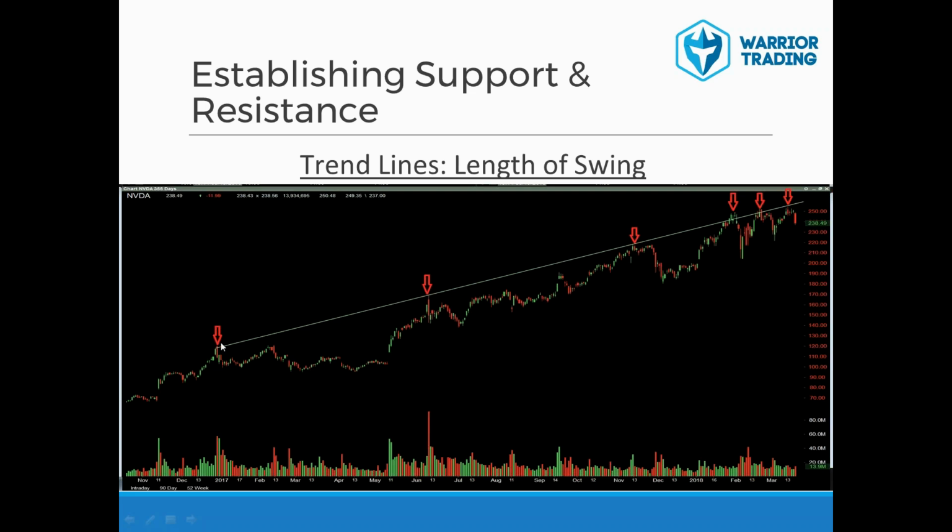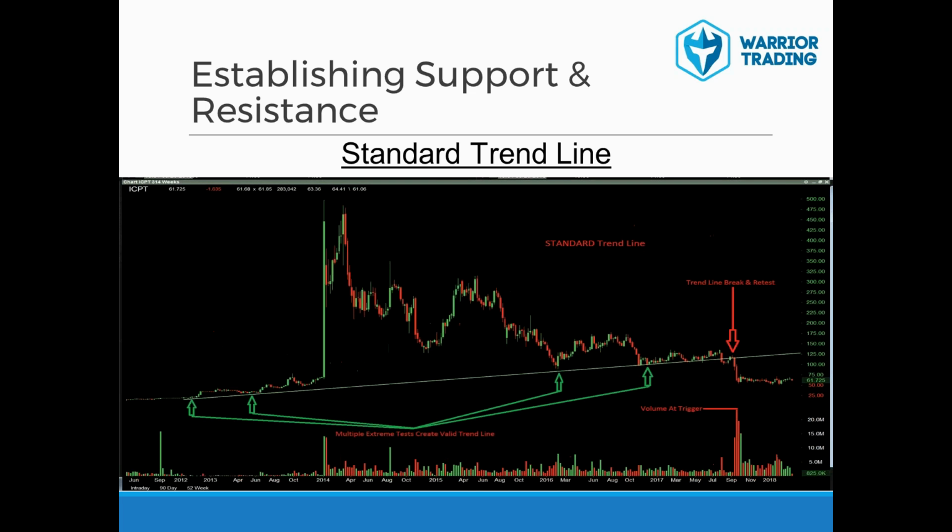length of swing or first, second, third order pivots, connecting them and letting it be very clear as to what the trend line is going to connect to, and that will establish a very strong point of support or resistance, depending on which type of trend line you're drawing. But it's important to understand this concept, because this is the stepping stone to being able to draw these very effective lines. All right, so talking about a standard trend line.